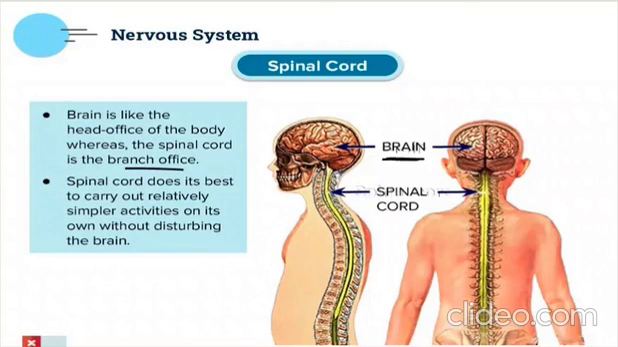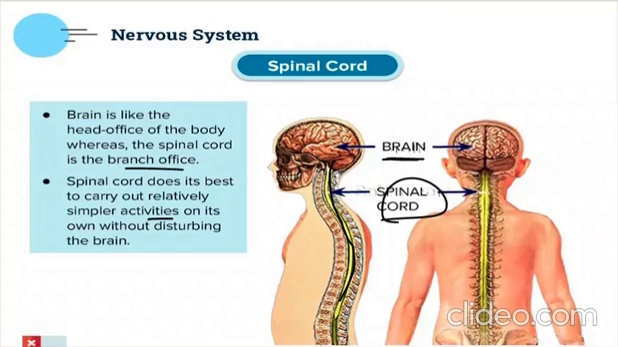The main center is the brain, and the brain has interconnection with the spinal cord also. So what does spinal cord do? It gives its best to carry out some simpler activities without disturbing the brain. So what happens? If firstly, if there is any problem, you go to your teacher, isn't it? Now a small problem, you go to the teacher.